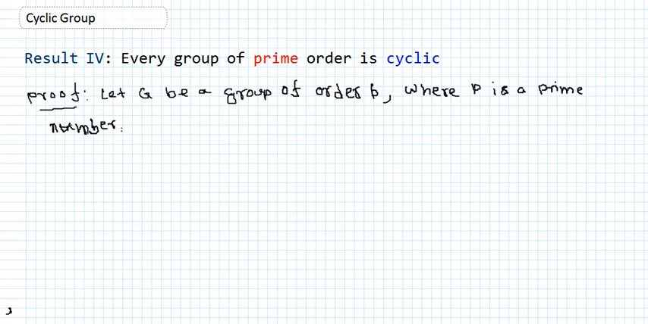Now what we are going to do is take an element. Because P is a prime, the order of G must be greater than 1, because 1 is not a prime. That is the very important thing: the order is prime and primes start from 2, so the order of G must be greater than 1, which means there must be a non-identity element.